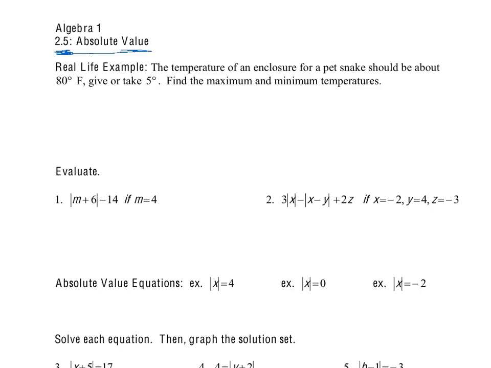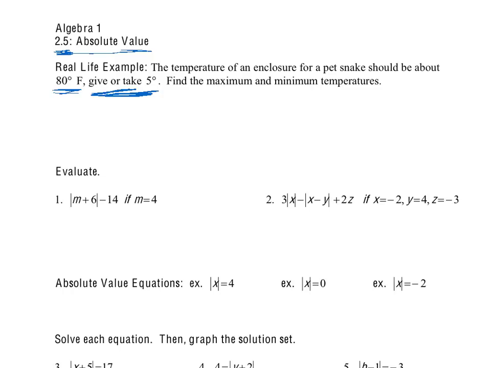This really gives us a good intro to the meaning and purpose of absolute value and where we can apply it. If we read through this, we have the temperature of an enclosure for a pet snake. Its habitat should be about 80 degrees Fahrenheit, give or take 5 degrees. Find the maximum and minimum temperatures. The key parts here are 80 degrees Fahrenheit and give or take 5 degrees. That's very important right here.